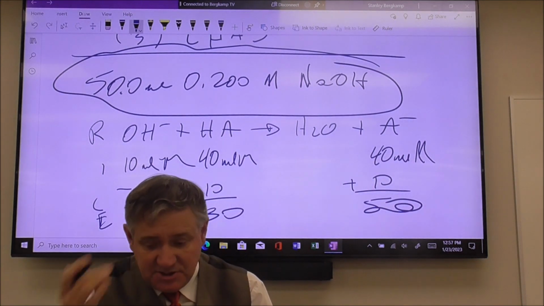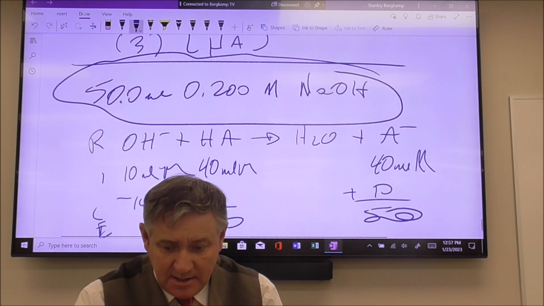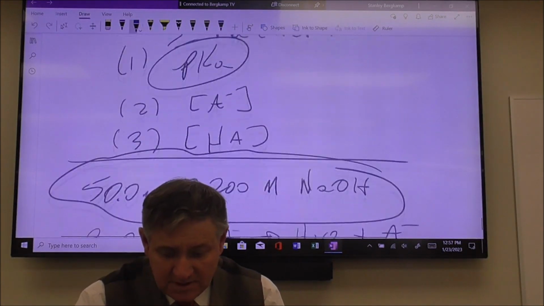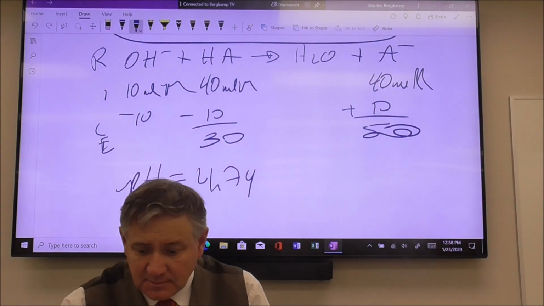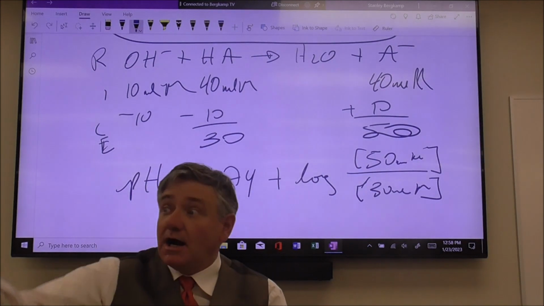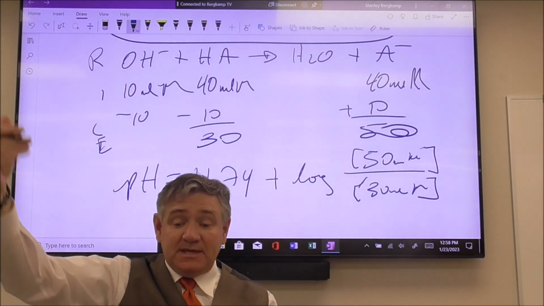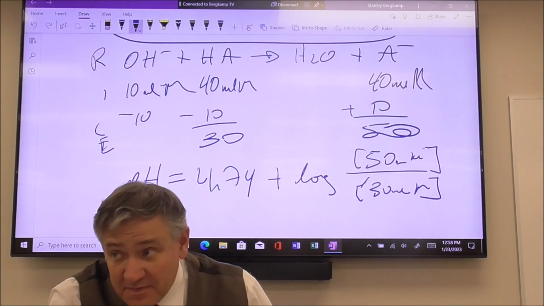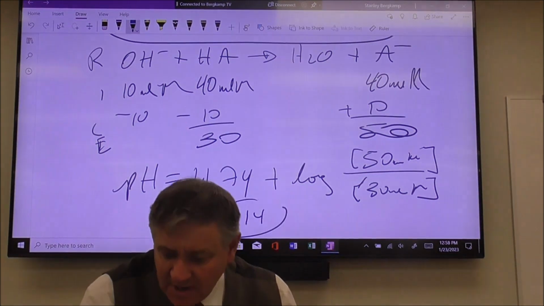The only thing that's going to change at this point: pH equals my pKa, which is still 4.74 because it's still acetic acid, plus the log of my anion concentration, which is 50 millimoles, divided by 30 millimoles. Now I'm taking the log of a value bigger than 1. That's going to be a positive value. My pH is going to be bigger than my pKa. And if you do this math, in the name of time, you get 5.14.